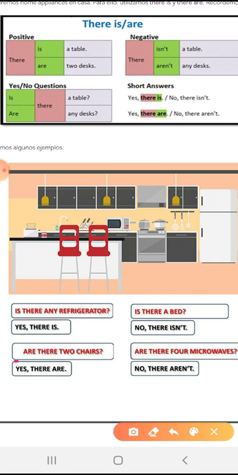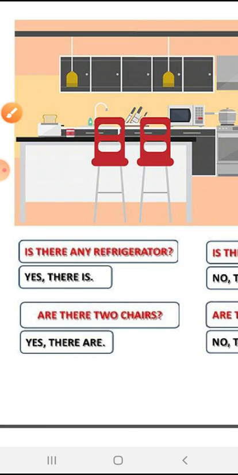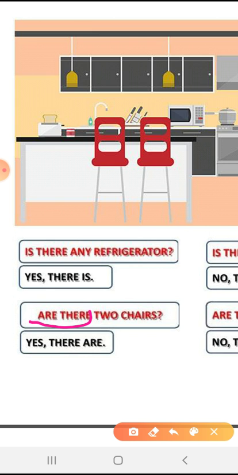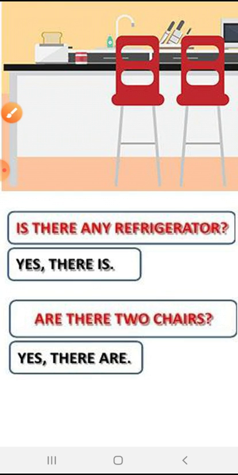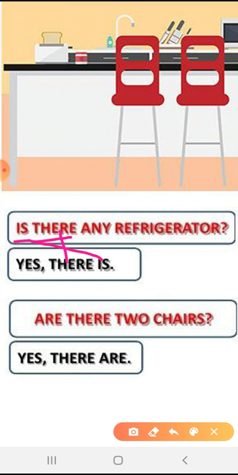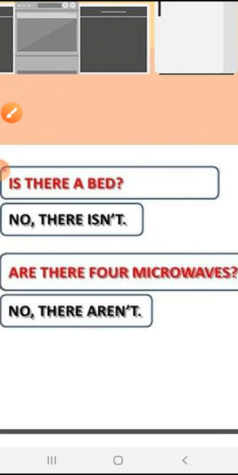Another example. Are there 2 chairs? Answer, respuesta, yes, there are. Attention here. Si nos están preguntando, are there, recuerda que la pregunta es en plural, ¿ok? Entonces la respuesta también tiene que ser en plural. Mire. Si nos están preguntando en singular, is there, acuérdese que la respuesta también tiene que ser en singular. Yes, there is. Okay?